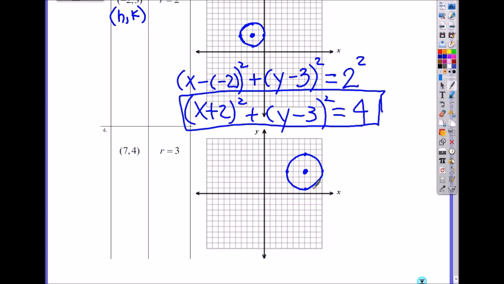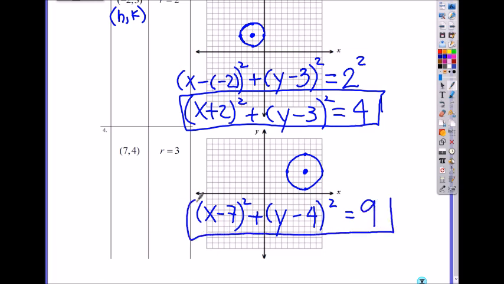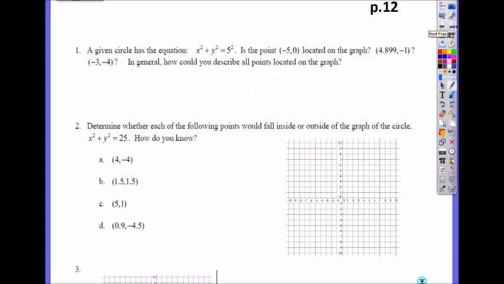Now, write an equation. It is x minus 7 squared plus y minus what? 4 squared equals 3 squared, which is 9. Okay. Now let's skip to page 12.